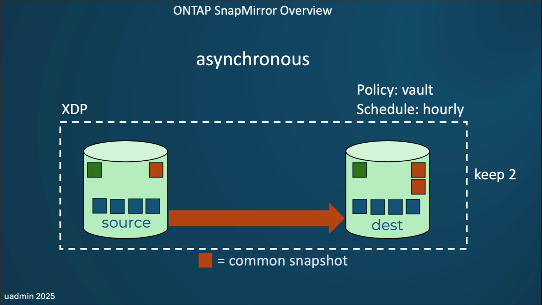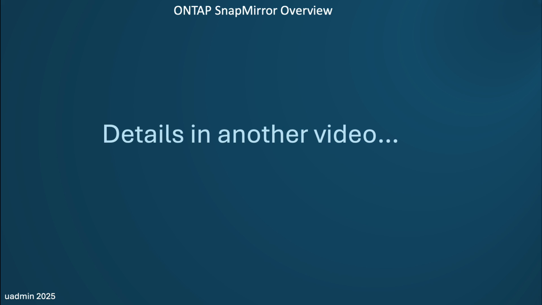Also, this means that you cannot fail over to the destination. In this example, you see that the keep parameter is 2, and this obviously could be much higher depending on the number of backup snapshots you want to keep. There's a lot more to be said about this vault policy, but since this is a high-level overview, the details will be discussed in another video.